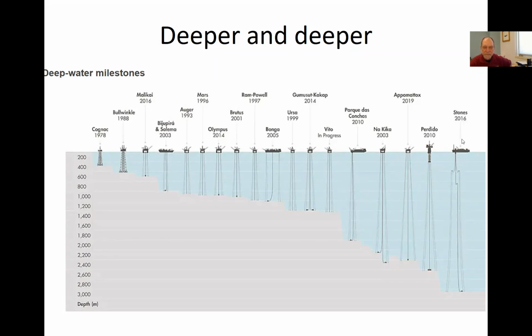So that's the sort of state of the art at present, about 2016. This is the deepest platform, and this was installed already at a depth of about 2,800 meters. This is not in the Gulf of Mexico. I think this was actually offshore Brazil, where they have really deep water production. So deeper and deeper has been the mantra of offshore production.